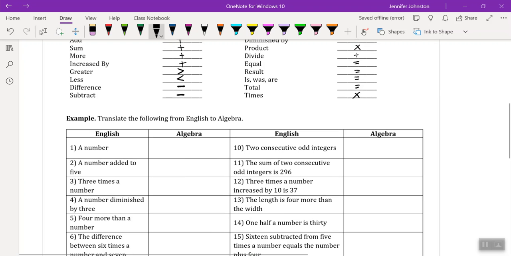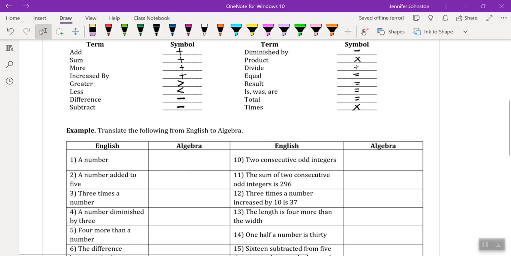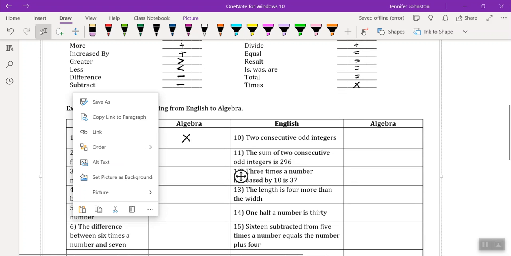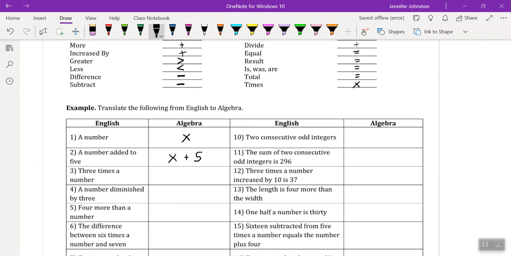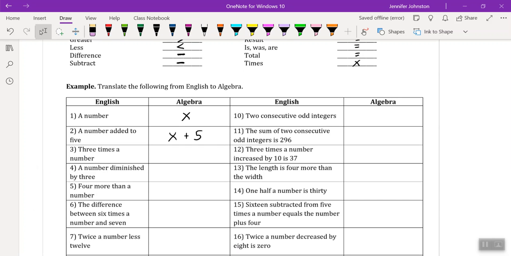All right, so translating the following from English to algebra, we're going to be looking at a number. A number in algebra just means any value that can be inputted in for a variable, which is x, or you can use any letter you like. A number added to 5 would be x plus 5. Again, you can pause this at any time and try it out yourself. I'm just going through it quite quickly because my video is only allowed to be 15 minutes or less.